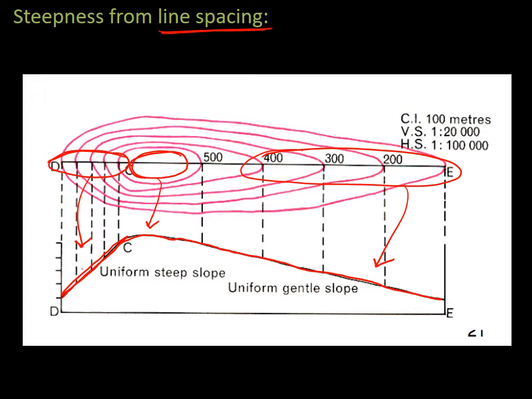Contour lines close together indicates steepness. Contour lines far apart indicates not so steep or even flat.